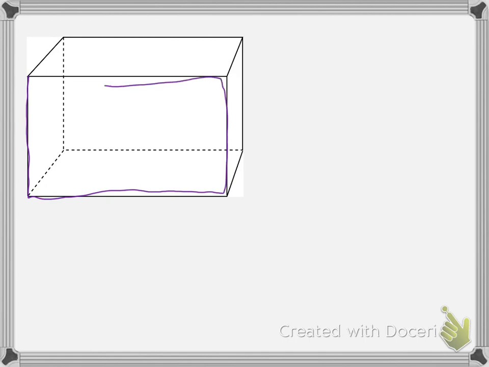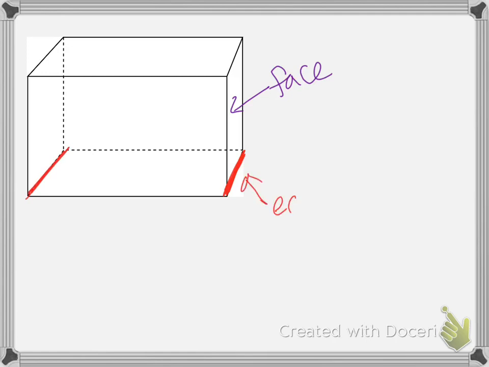of a polyhedron is called a face. The lines where two faces meet, for example right here, this line, or this line over here, those lines are called edges. And then the sharp points of a polyhedron are called vertices, just like in an angle. A single vertex is called a vertex.